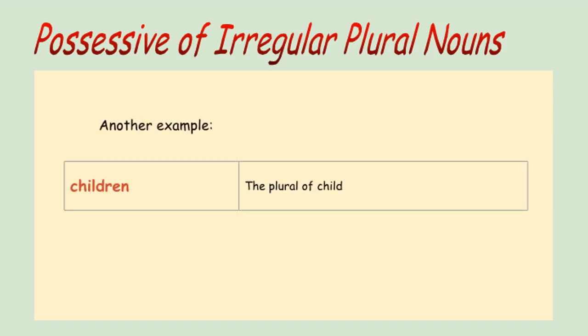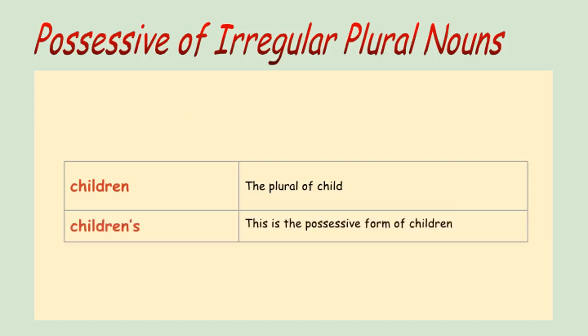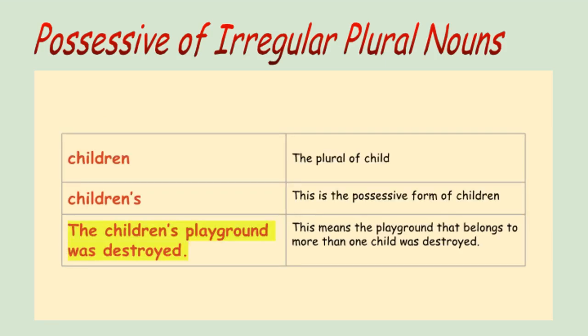Here is another example for irregular plural nouns. This time we will use the noun children. Children is the plural form of child. To form the possessive noun of children, we simply add an apostrophe s. The children's playground was destroyed. We are saying that the playground that belongs to more than one child was destroyed.